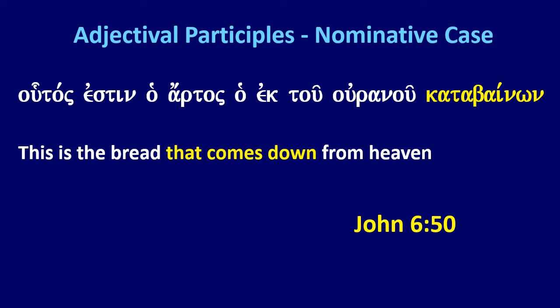Here is an instance of the nominative case form of a participle that's being used attributively. In John 6, verse 50, it says, "Houtos estin ho artos," this is the bread, "ho ek tou ouranou," which from the heaven, katabainon, comes down. And so here you have the participle katabainon in the nominative case form, modifying the word bread. It tells us what kind of bread, or artos, it is. Since that noun is in the nominative case, the modifying participle is going to be in the nominative case as well.